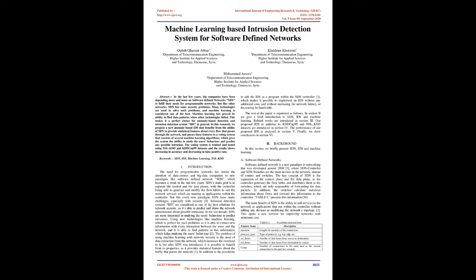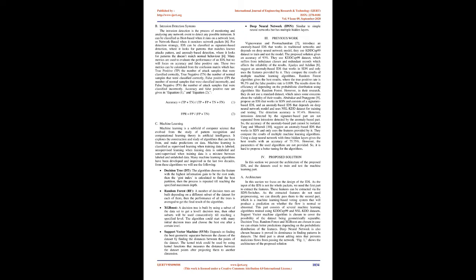2. Background. In this section we briefly present SDN, IDS, and machine learning. Software-defined networks. Software-defined network is a new paradigm in networking that was developed around 2008, where SDN controller and SDN switches are the main devices in the network, instead of routers and switches. The key concept of SDN is the separation of the control plane and the data plane, as the controller generates the flow tables and distributes them to the switches, which are only responsible for forwarding the data packets. In addition, the switches calculate statistical information about flows and forward this information to the controller. Table I presents this information.